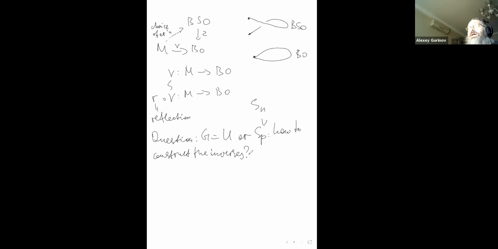Anyway, yes, I think it's a good exercise to construct the inverses explicitly for U or SP or the symmetric group or, for good measure, the braid group. Let's say S.